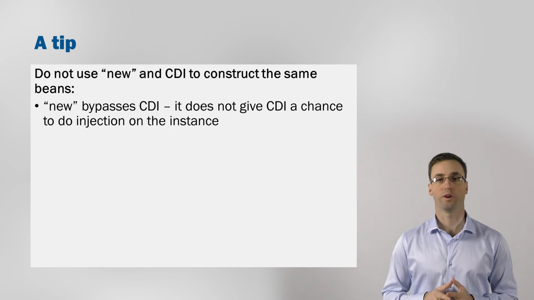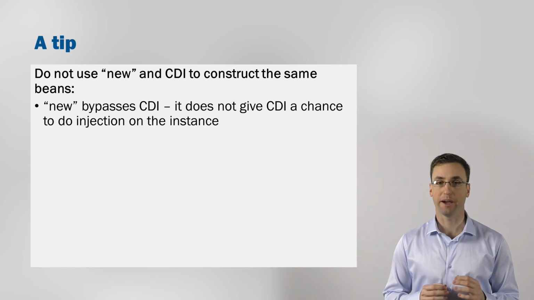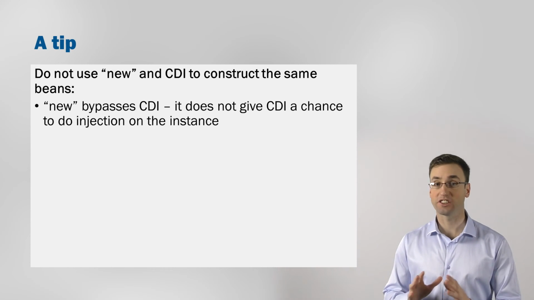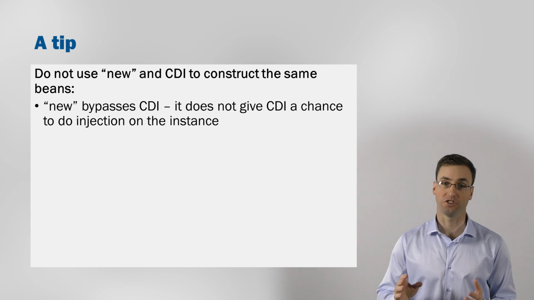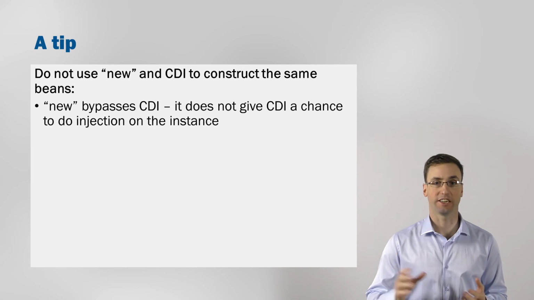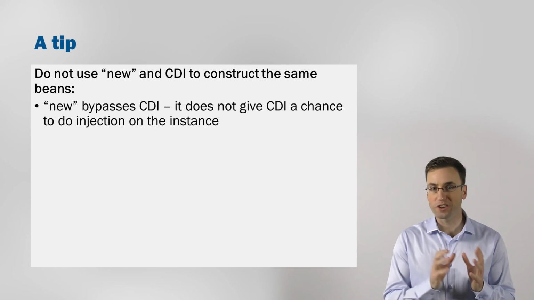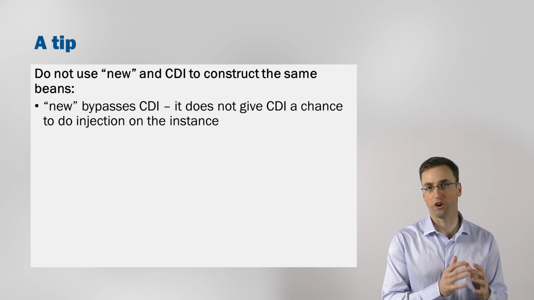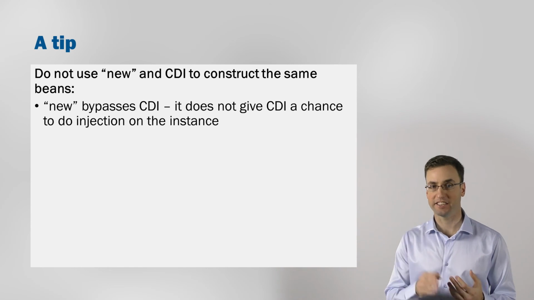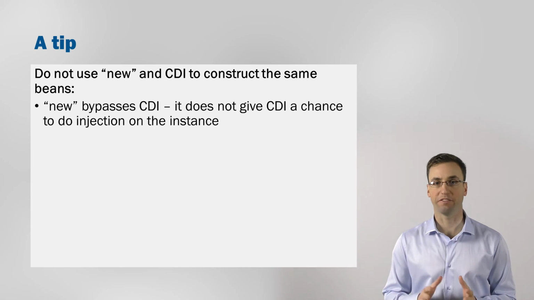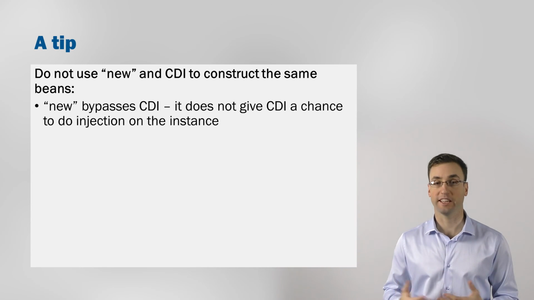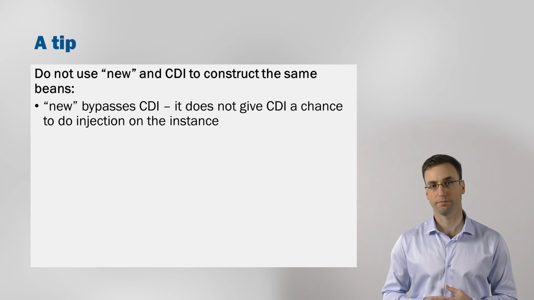So, one last warning. Be very careful about using new to construct CDI beans. Dependency injection does not work on any object that you instantiate using new. CDI only works on CDI injected objects. The new keyword is part of ordinary Java code, and the Java virtual machine doesn't give CDI any way to intercept that object creation. So be careful. A simple rule to remember is never use new with an object that's been annotated with a CDI scope.